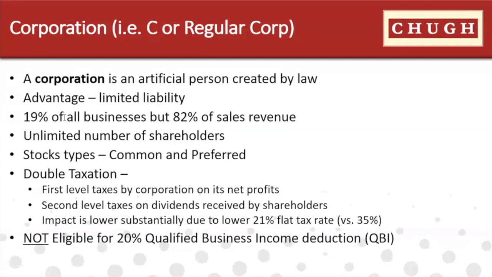So just to give an example, Apple and Google are C corporations, and they have millions of shareholders. There is no limit on the number of shareholders they can have. As far as the type of stock, a C corporation can issue common stock and preferred stock. Even common stock has a few types, with rights and without rights, and preferred stock is another type of stock a company can issue.